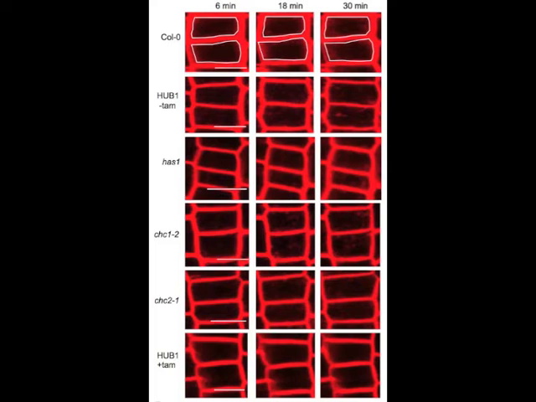What we've been able to do in this paper is actually measure the rate of endocytosis. So we were able to show that the CHC1 and CHC2 mutants, it's not that they don't have endocytosis happening at all. It's actually that it's really, really slow. Okay. So that adds a little bit to what we already know about these mutants.